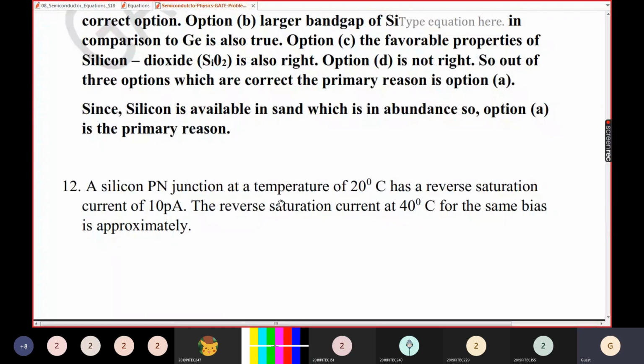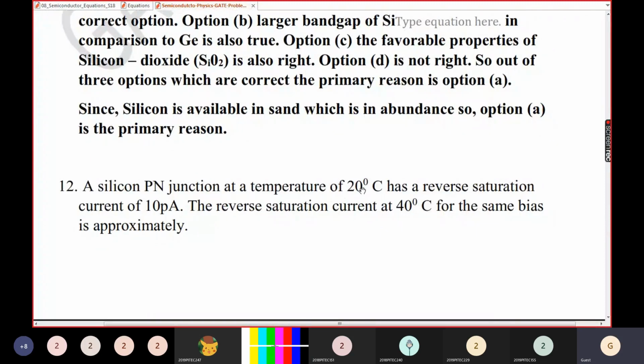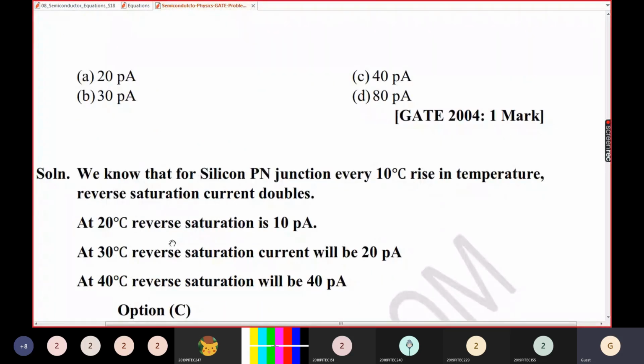Okay, now they have given the reverse saturation current for 20 degrees centigrade, and you have to solve for the reverse saturation current at 40 degrees centigrade. We know that at 20 degrees centigrade the reverse saturation current is 10 pA. We have to calculate for 30 degrees centigrade first, and only then should we go for 40 degrees centigrade.